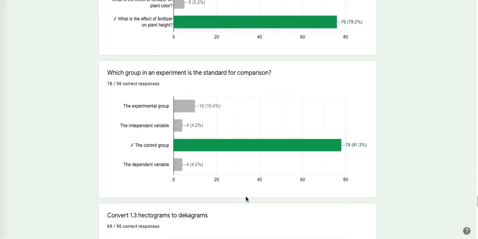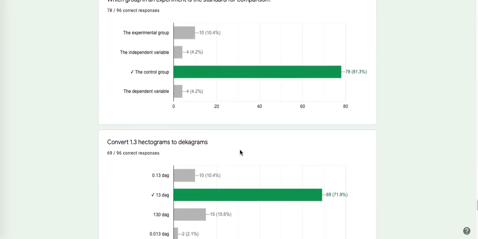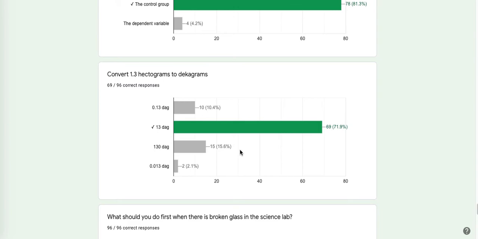All right, which group in the experiment is the standard for comparison? That is the control group, the group under natural conditions, the no treatment group. Convert 1.3 hectograms to decagrams. So this is a King Henry doesn't usually drink chocolate milk problem. Hecto is the H, and deca is the first D. So you're only moving the decimal point one place from H to D, and you get 13 decagrams.